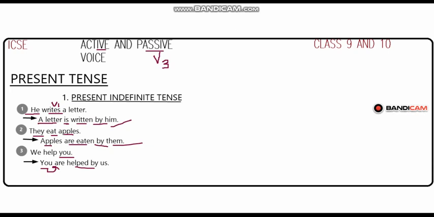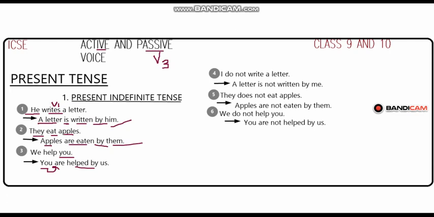Okay, now let's do some of the negative sentences of present indefinite tense, and also some of the interrogative sentences. Now we will see some of the sentences that are, we can say, in the negative. First sentence is: I do not write a letter.